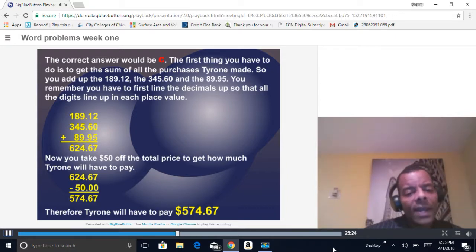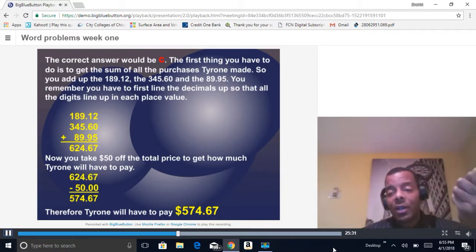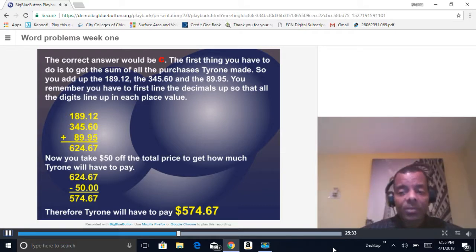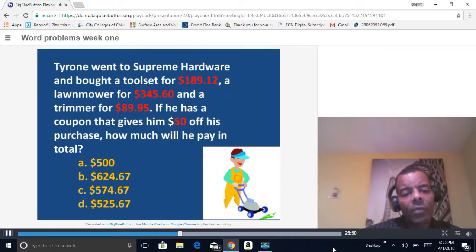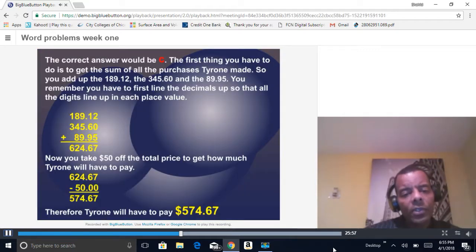Once we add that, we get a total of $624.67 that Tyrone owes. However, he gives the cashier the coupon. Hey, take my $50 off. So then we have to subtract $50 off of the $624.67, leaving Tyrone with a balance to pay of $574.67. So that was C for those that were doing it while watching this video. Okay? Let's go to our next problem.